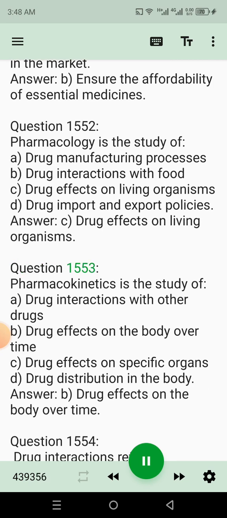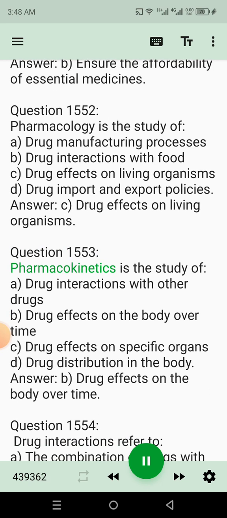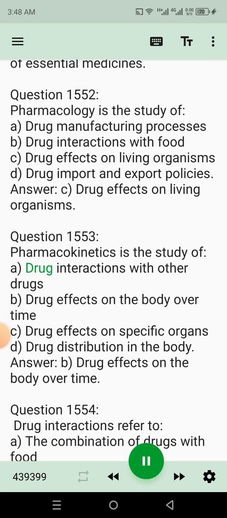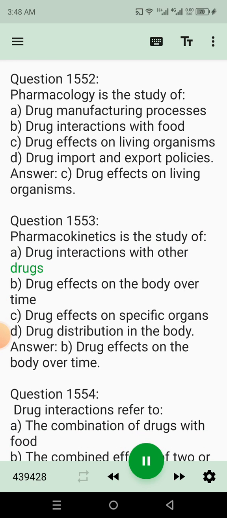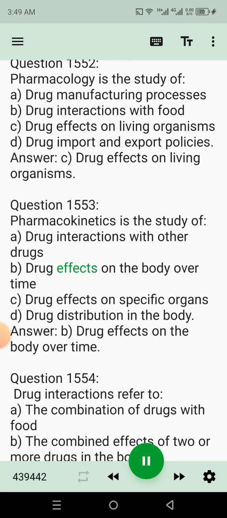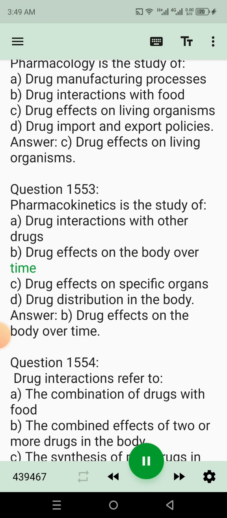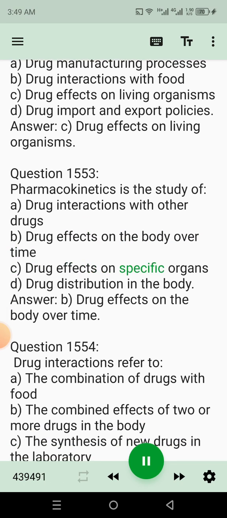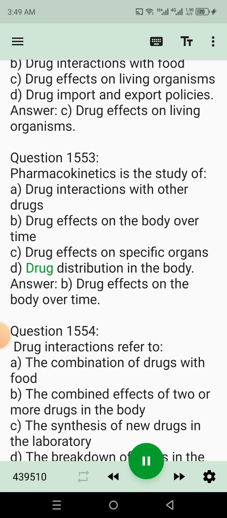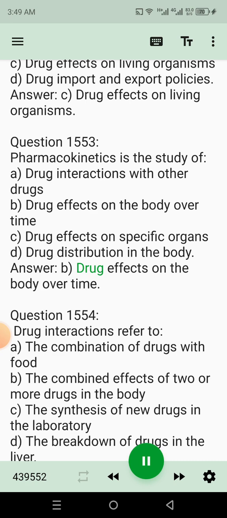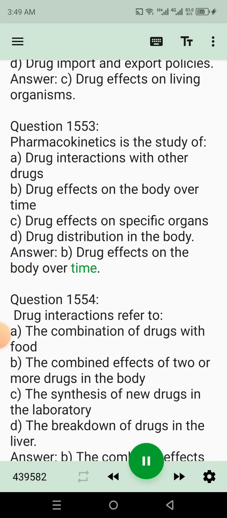Question 1553. Pharmacokinetics is the study of A. Drug interactions with other drugs. B. Drug effects on the body over time. C. Drug effects on specific organs. D. Drug distribution in the body. Answer: B. Drug effects on the body over time.